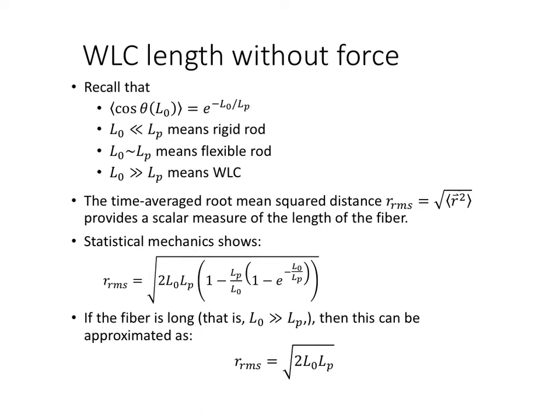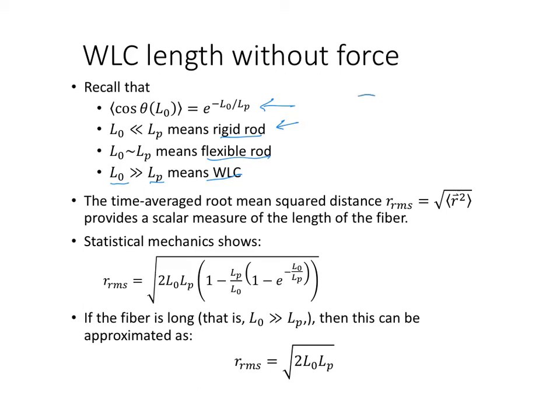Recall that when we talked about worm-like chains, we determine a persistence length, which we define as the length at which there is an E-fold decay over the orientation of the ends, so that they go from being oriented the same way to totally disoriented relative to each other. If the length is much less than the persistence length, we have a rigid rod. If it's comparable, a flexible rod. Whereas a long fiber that's much longer than the persistence length is a worm-like chain.